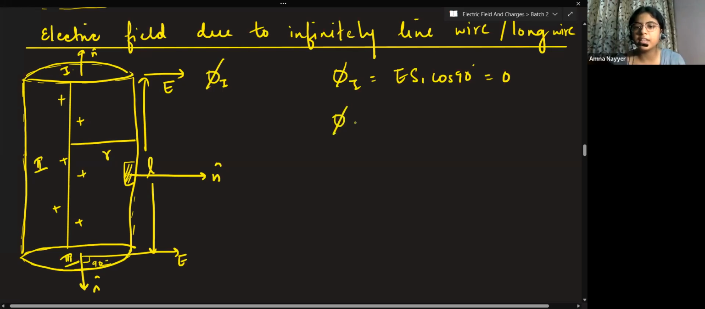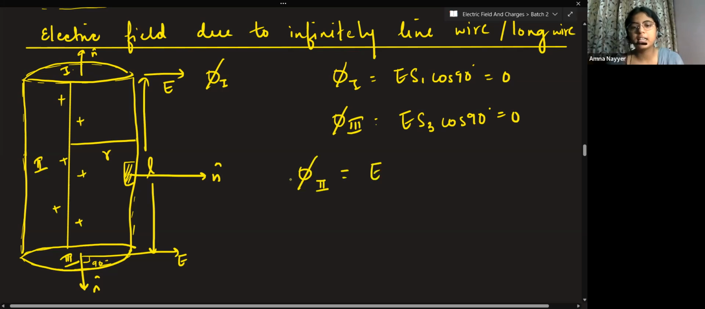Similarly, for the third face, this will be E S3 cos 90, that will again be 0. So flux will be contributed by which surface? Only the second one. So flux for the second surface will be the total flux. So how do we calculate the flux? This will be E S2 cos 0 degrees, which is electric field multiplied by S2.